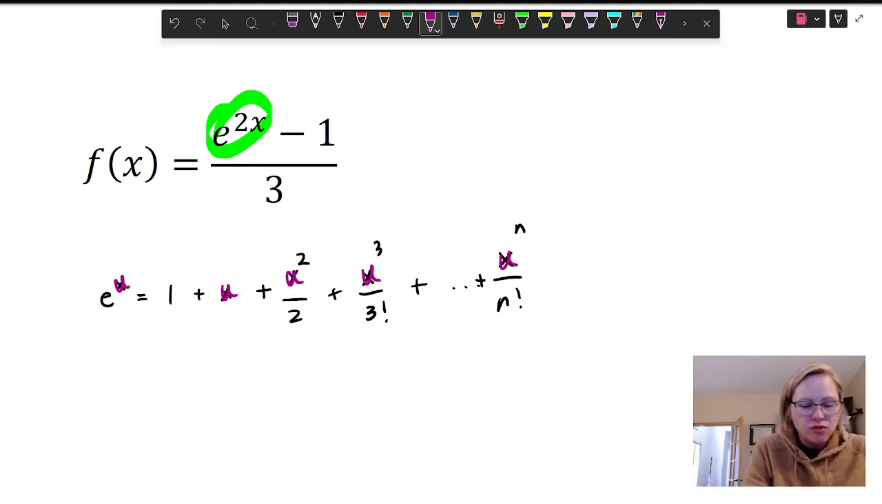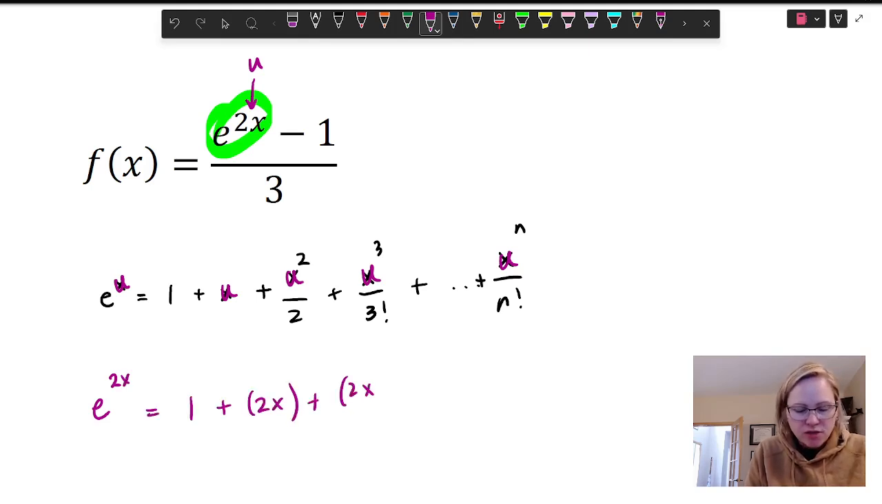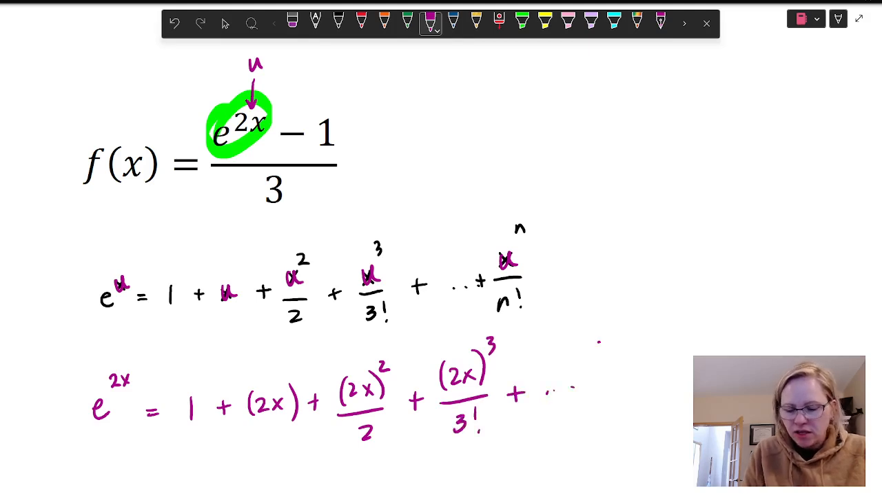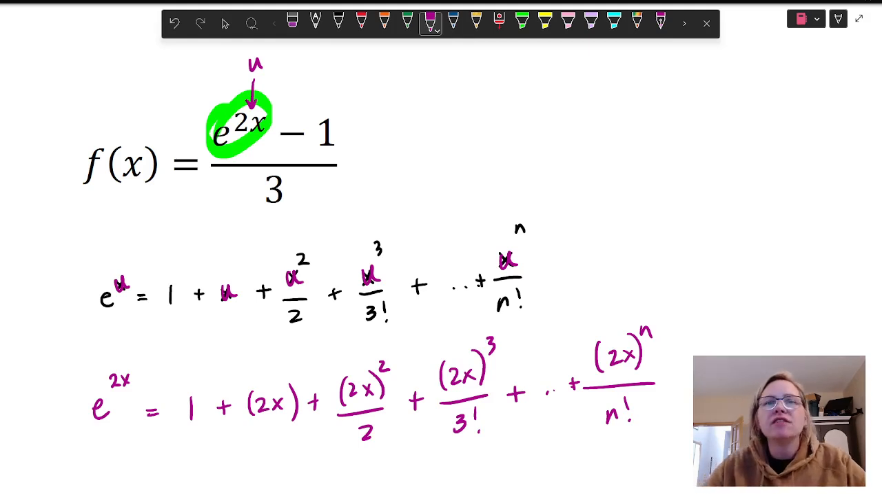And then u, for my intent and purpose here, is going to be 2x. So I'm going to start by constructing the series for e to the 2x. 1 plus 2x plus 2x squared over 2, 2x cubed over 3 factorial, and then I'll have 2x to the n over n factorial.